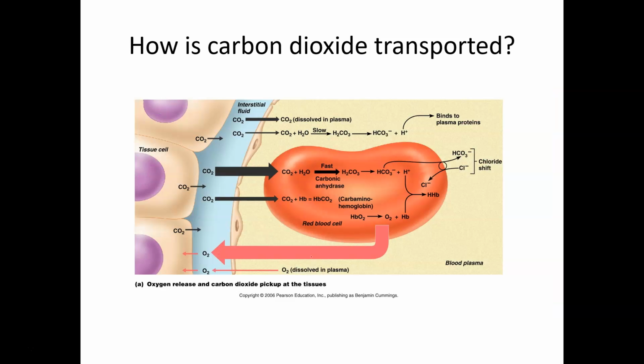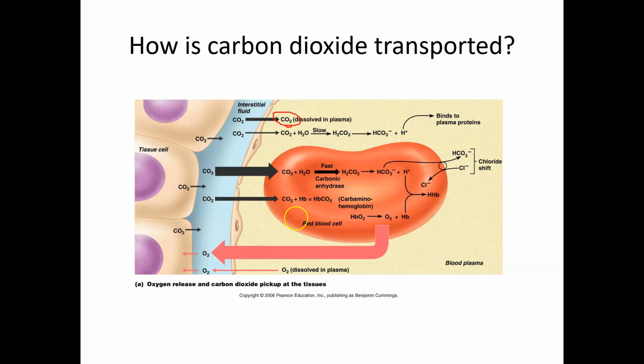All right, how is carbon dioxide transported? Well, this one's a loaded question. It's transported in the plasma for the most part, and when it's transported in the plasma, it's transported in a couple of different ways. Some of it just flat out dissolves in the plasma as carbon dioxide. Not very much of it is transported that way, but that is one of the ways.